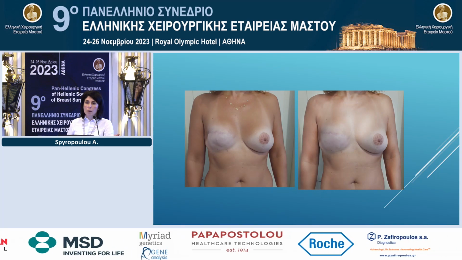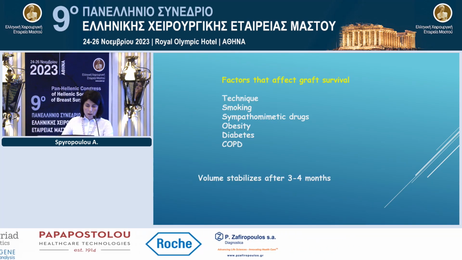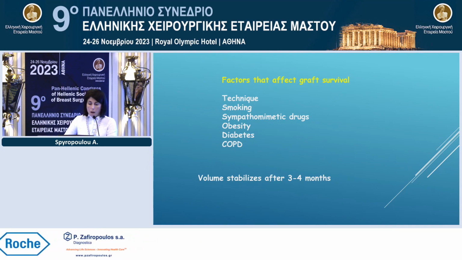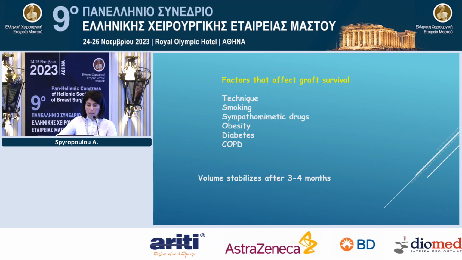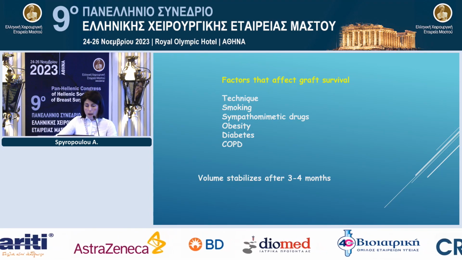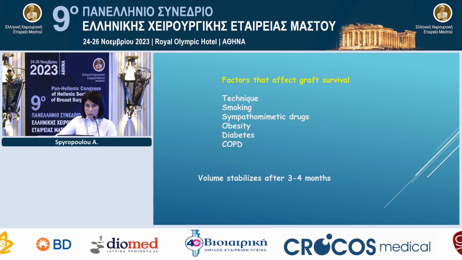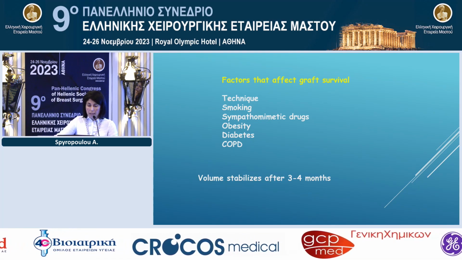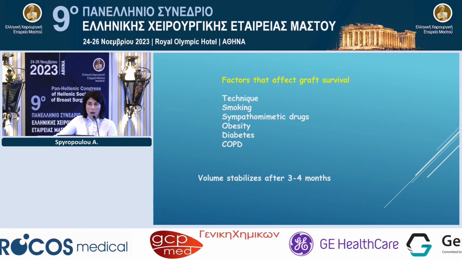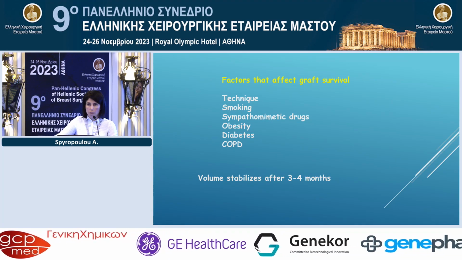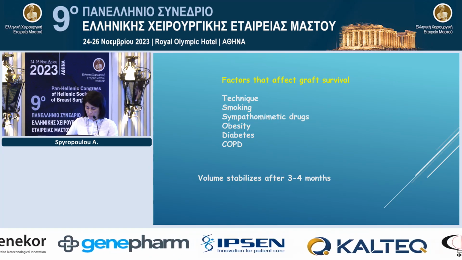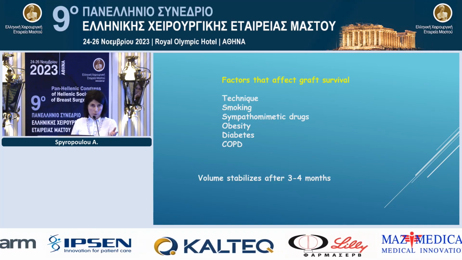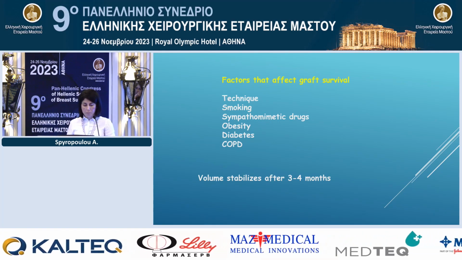And as the previous speaker said, you can use it in rippling to improve the rippling. The factors that affect graft survival are the technique, smoking, of course, sympathomimetic drugs, obesity, diabetes, and COPD. And the volume stabilizes after 3 to 4 months. In order to have a 70% take, you have to have a 20-year-old patient that doesn't smoke and is fit and well. This is the only time that you have a 70% take. I don't know if anyone here has a better outcome.